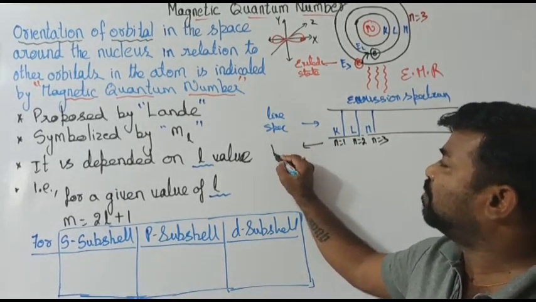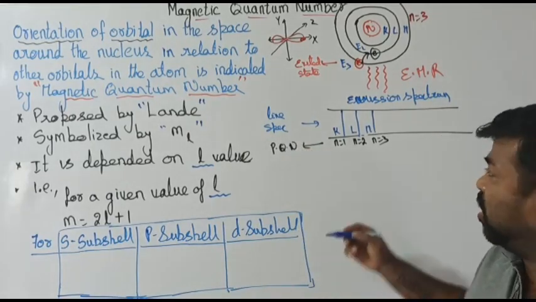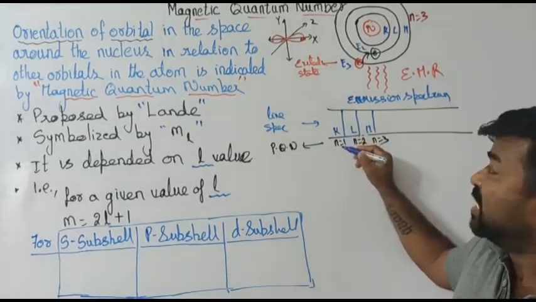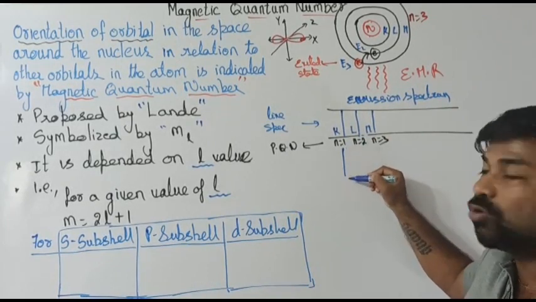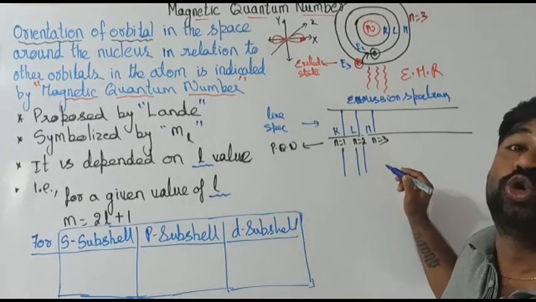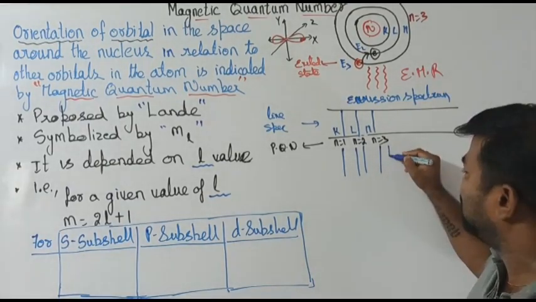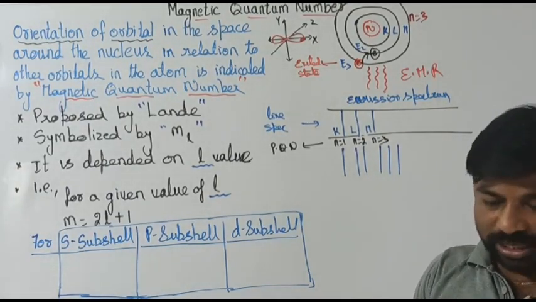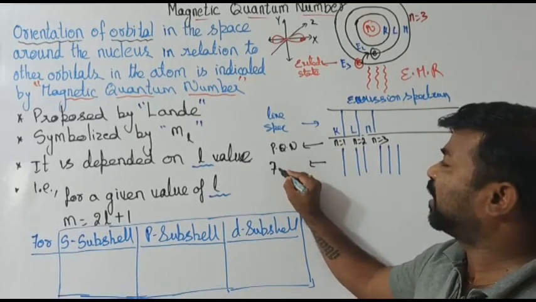These are denoted by the principal quantum number, as we all know. Now each orbit is going to split. As n is equal to 1, it is going to split into one line, as n is equal to 2, it is going to have 2 subshells, and as n is equal to 3, it is going to have 3 subshells.